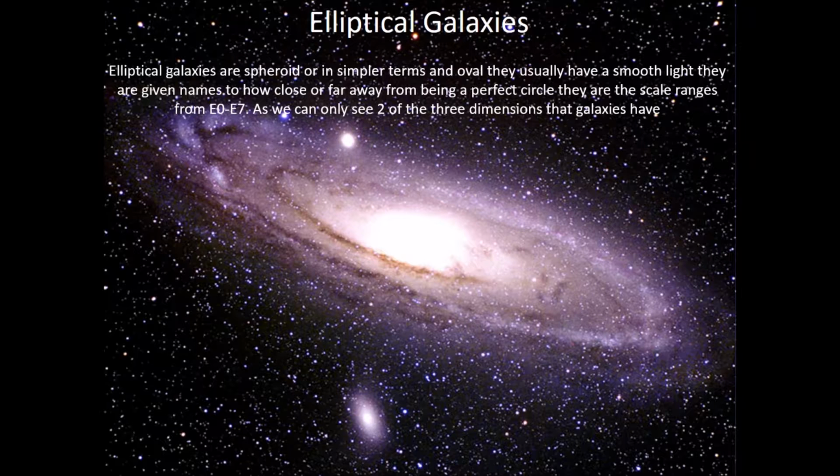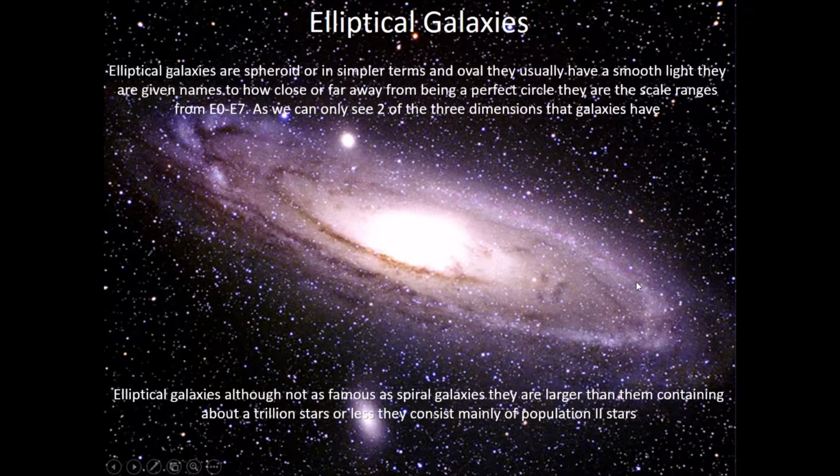shaped. They usually have smooth lighting as compared to spiral galaxies, which sometimes have sharp lighting. They are given names on how close or far away they are from being a perfect sphere or circle. The way they are measured is from E0 to E7. Unfortunately, since of our technology, we can only see 2 of the 3 dimensions that galaxies have, so we have to base it off of that.